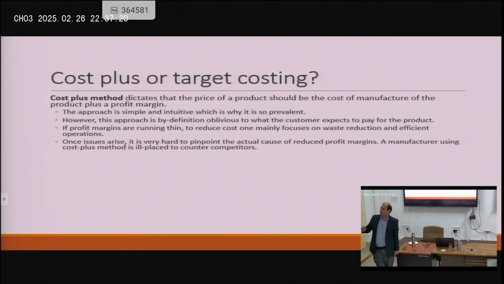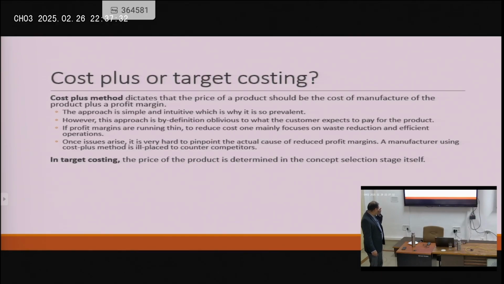So lots of challenges happen because people cannot figure out why and how we can actually increase profit margins or sales if things start going bad. On the other hand, in target costing, you determine how much you think it should cost, and then you cascade it down. Given that I cannot sell it for more than this, how much should it cost me to make?